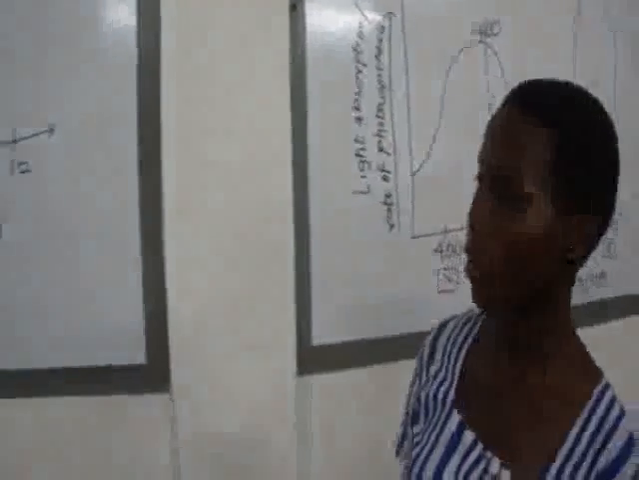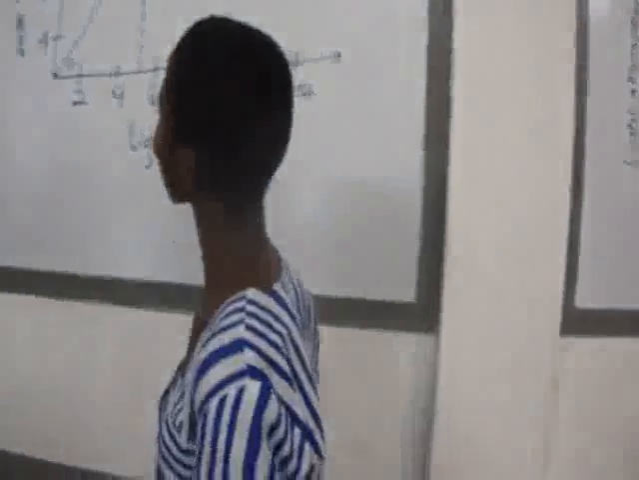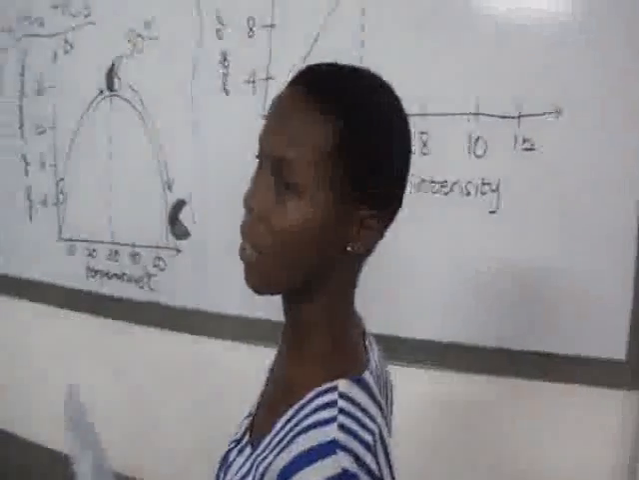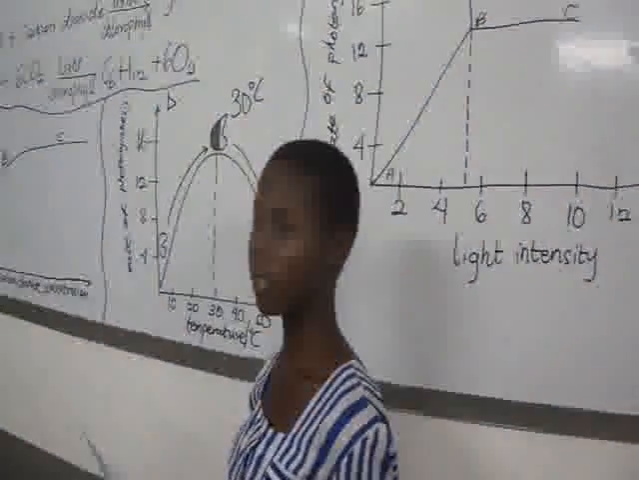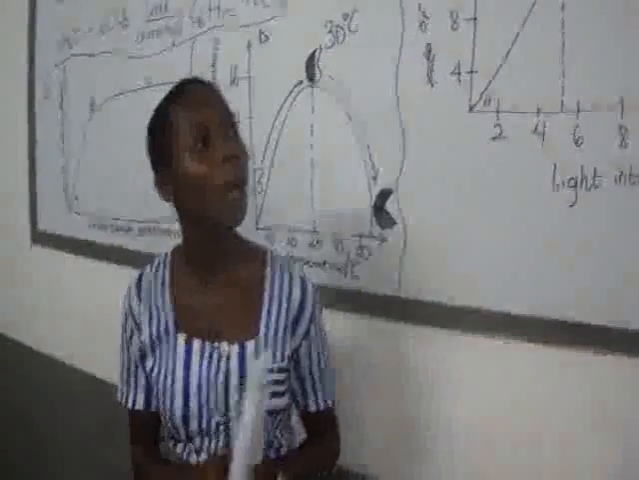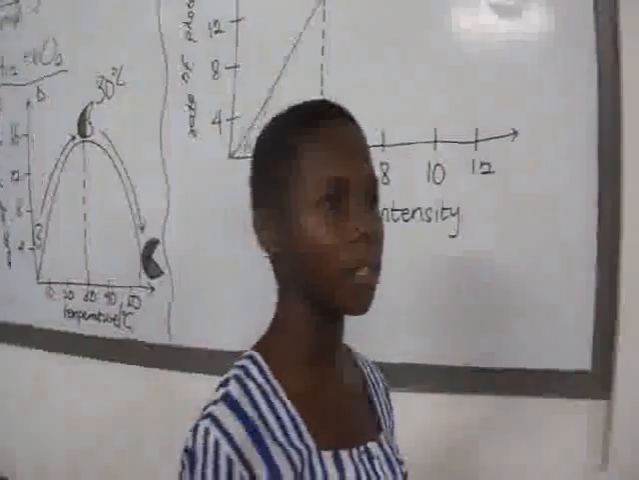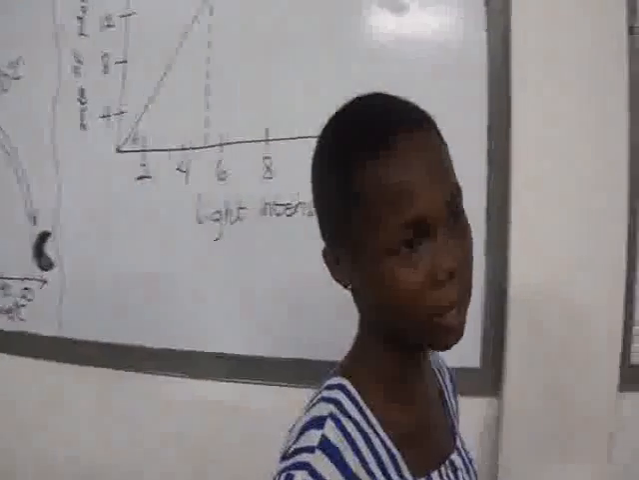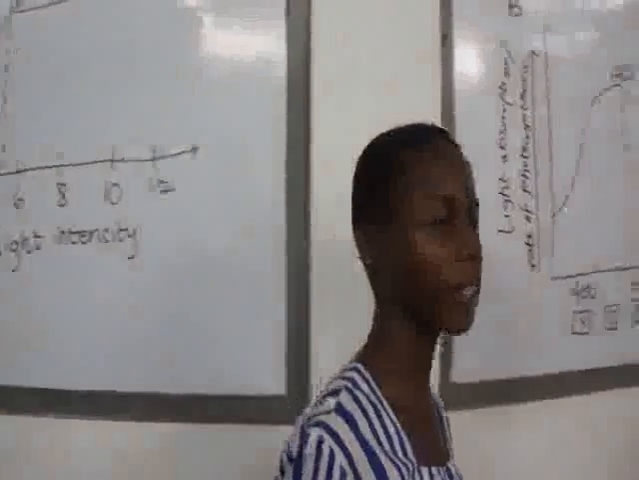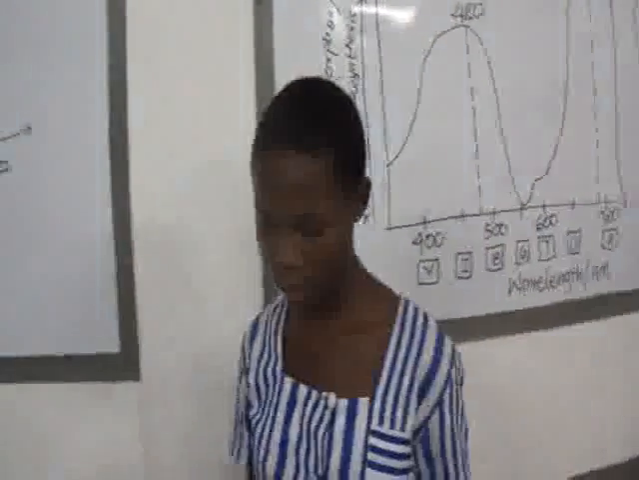Therefore, the factors which affect the rate of photosynthesis include temperature, light intensity and its quality, and also carbon dioxide concentration and water. However, our main focus will be on the three main limiting factors, that is the light intensity and quality, carbon dioxide concentration, and temperature. Light intensity is the brightness of light.